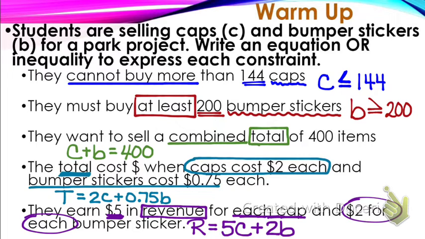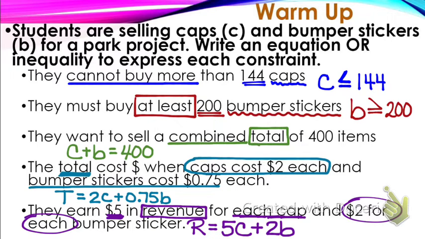Total revenue is the collection of all the places that they're getting money from. So they're getting money from caps, and they're going to put that together with the money that they're getting from bumper stickers. All the money would go into one big cash box, so we'd be adding those pieces together.